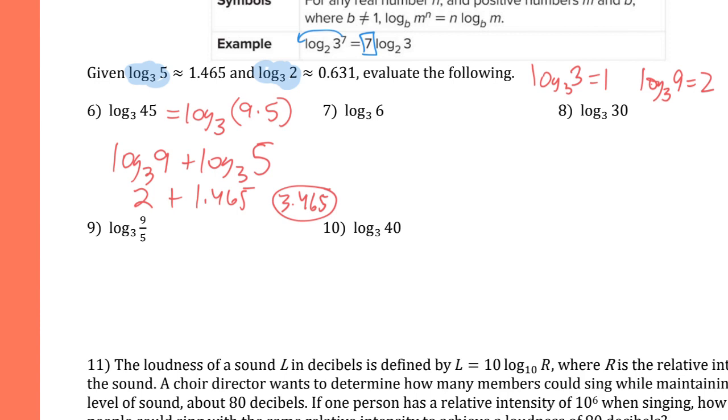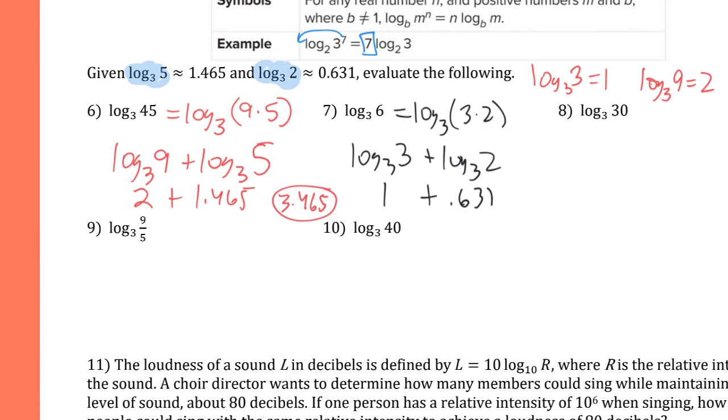We can write this as the log base 3 of 3 times 2, because 3 times 2 is 6. That could be written as log base 3 of 3 plus log base 3 of 2. We're learning the properties of logarithms by thinking about what could be true. So this is 1, and then they give us log base 3 of 2 is 0.631. So the answer is 1.631. It's a little bit of a challenge.